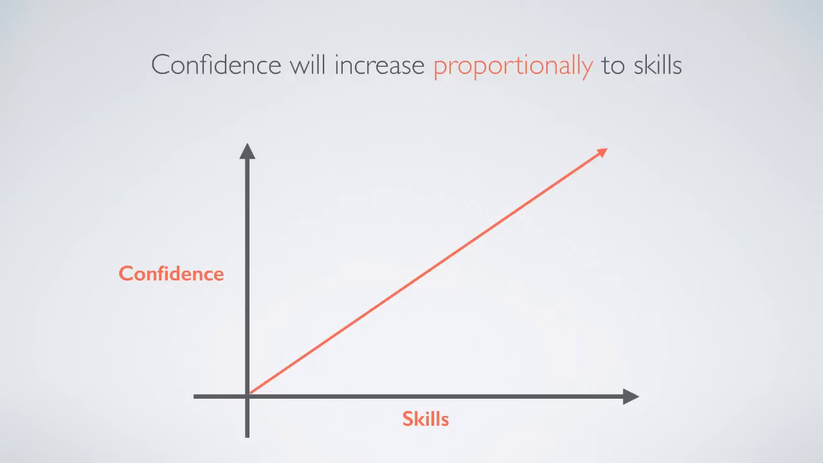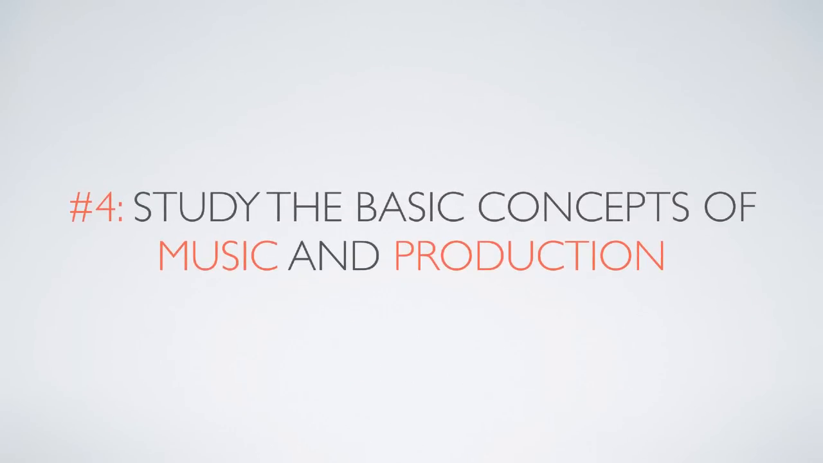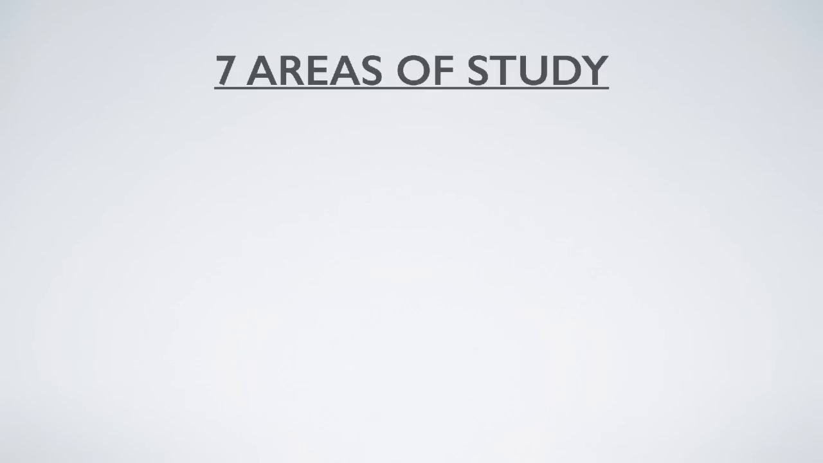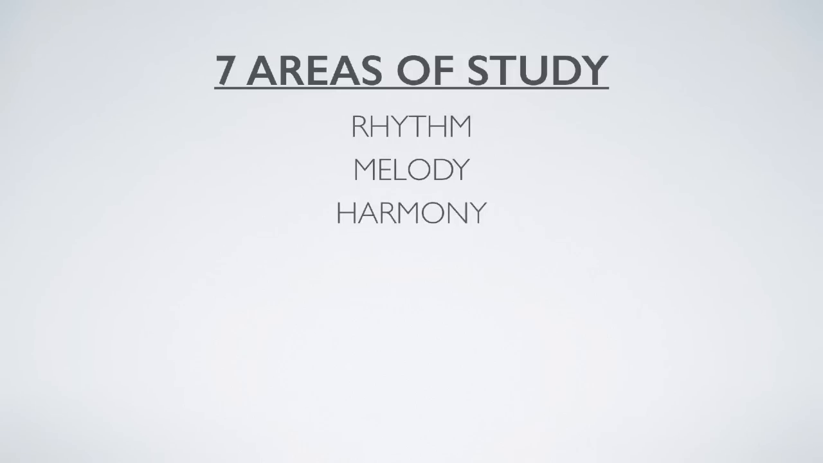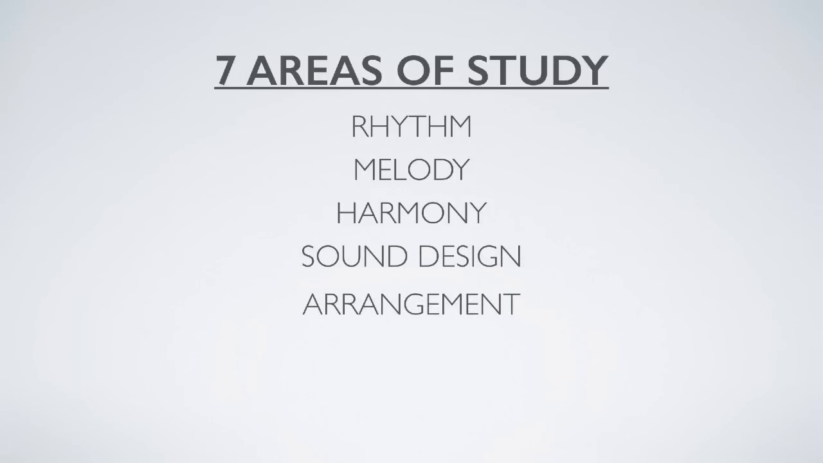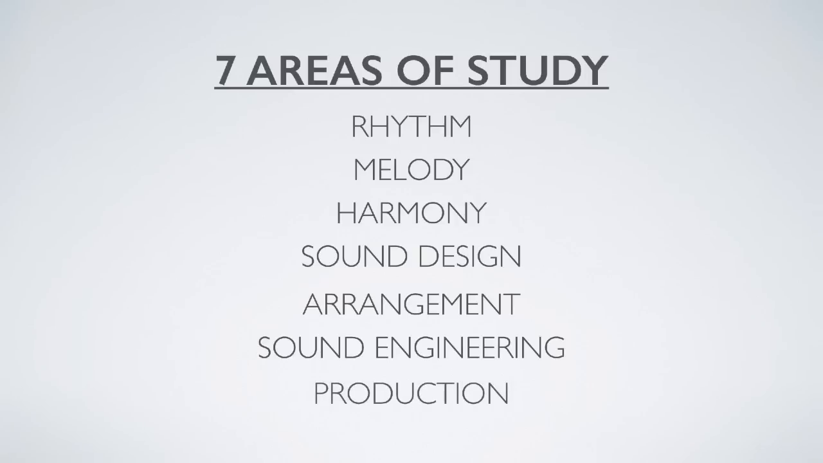Push offers a wide range of possibilities though, and there are quite a few areas where you will need to build up your skills, which leads us to idea number 4. Study the basic concepts of music production. There are 7 areas where you should look to have at least a good basic hard and soft skill set if you are looking to eventually become an Ableton Push master. Number 1 is rhythm, number 2 is melody, number 3 is harmony, number 4 is sound design, number 5 is arrangement, number 6 is sound engineering, and number 7 is production.